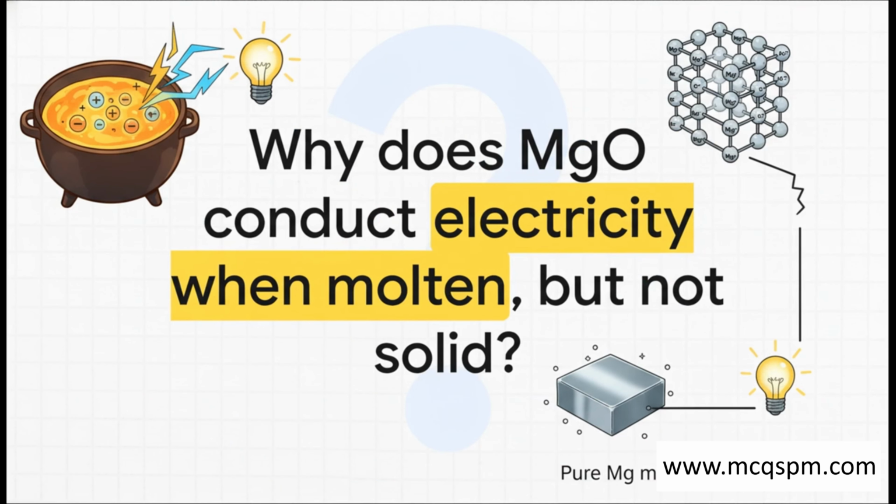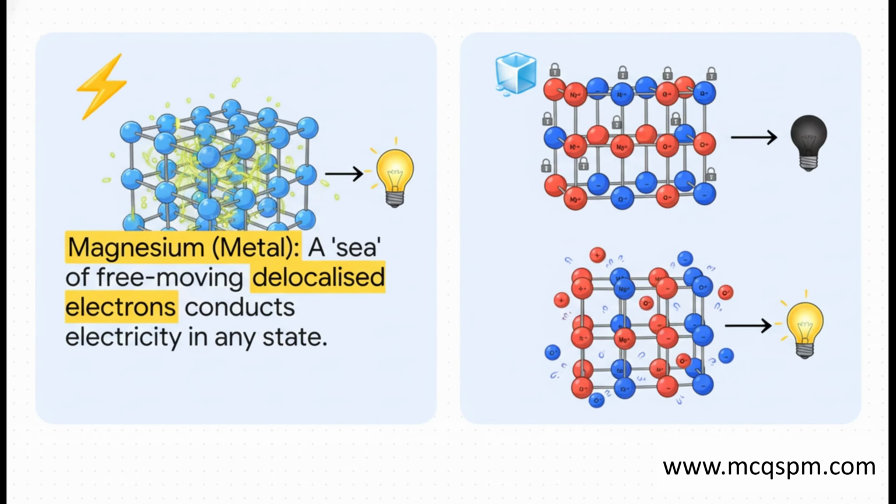Let's tackle another super common type of question. This one's all about electrical conductivity. Why can molten magnesium oxide conduct electricity, but the solid form can't? And how is that different from just plain old magnesium metal? This question really tests if you get the fundamental concepts. This slide just lays it out perfectly.